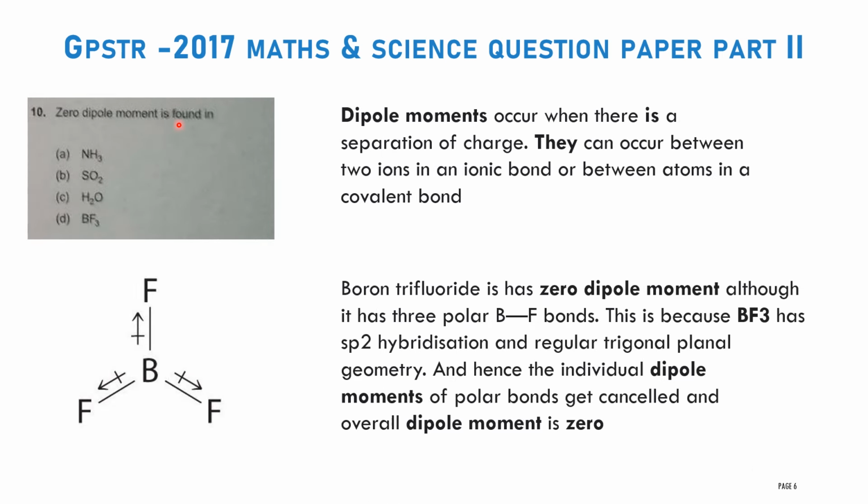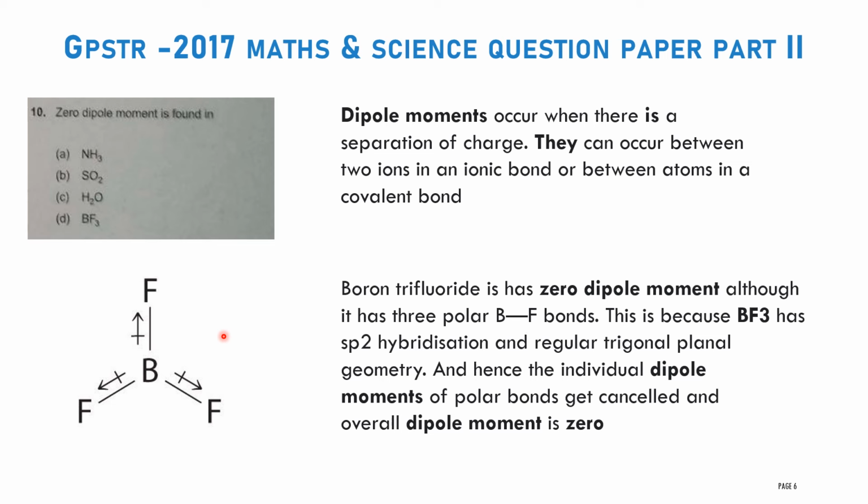The next question: zero dipole moment is found in option A, NH3, option B, SO2, option C, H2O, option D, BF3. First we will see what is meant by dipole moment. Dipole moment occurs when there is a separation of charges. If you identify a separation of charges, then in that case you will find dipole moment. They can occur between the two ions in an ionic bond. Dipole moment will occur even in an ionic bond when there is a separation of charges in the ions. Then between atoms in a covalent bond, this can be observed in a covalent bond also when there is a separation of charges between the atoms. One thing you have to remember, dipole moment you can observe in both ionic bonds and covalent bonds.